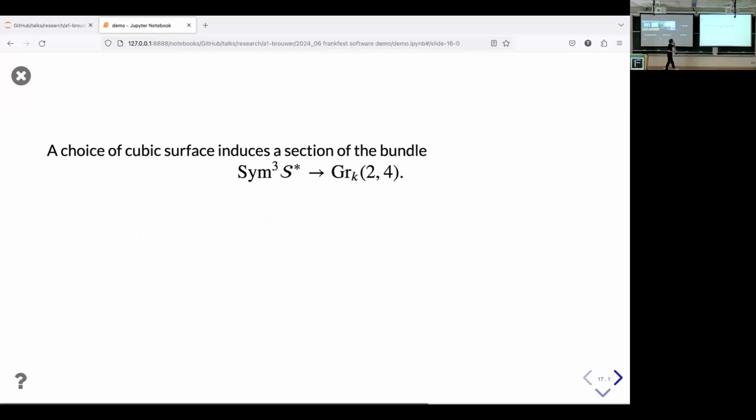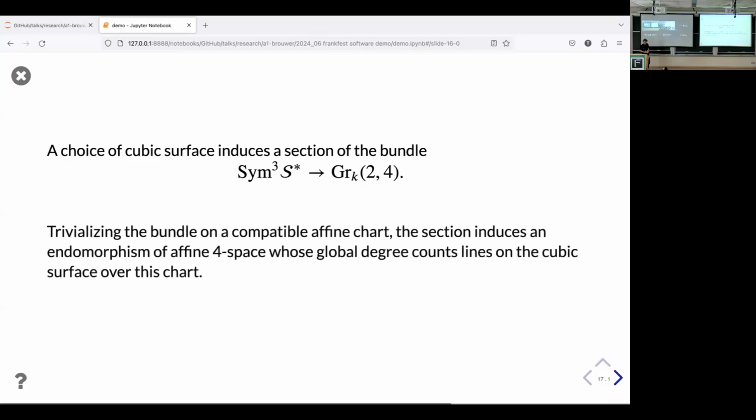Okay, so how might I compute something like this? If I have a section of this bundle, it's the same data as choosing a cubic surface. And when I trivialize a section over here on an affine chart, this section gives me on charts an endomorphism of affine 4-space, right? It gives me a map from, let's say, k^4 to k^4. And I can count the global degree of this thing. And I'll see this section vanishes on a 2-plane in 4-space if and only if the projectivization of that is a line that lies on the cubic surface. This is a way to count cubic surfaces, or lines on cubic surfaces using characteristic classes, let's say, if you're over R or C.